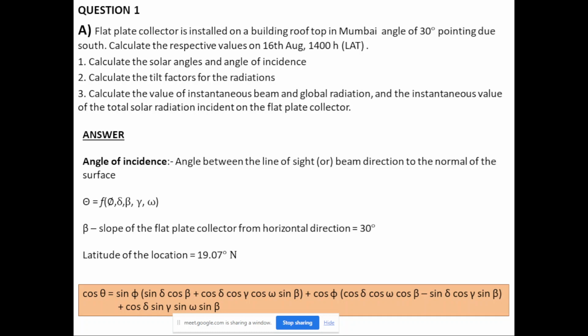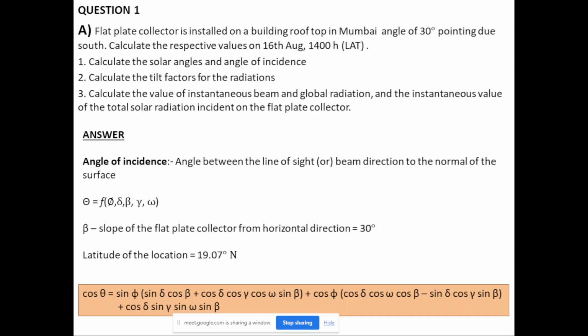Since we have actually solved these kinds of problems on calculating the angle of incidence and solar angles, we will now find it pretty much easier to go about solving the first question, the solar angles and angle of incidence. So what is angle of incidence? Angle of incidence is nothing but the angle between the sunbeam direction and the normal to the surface.